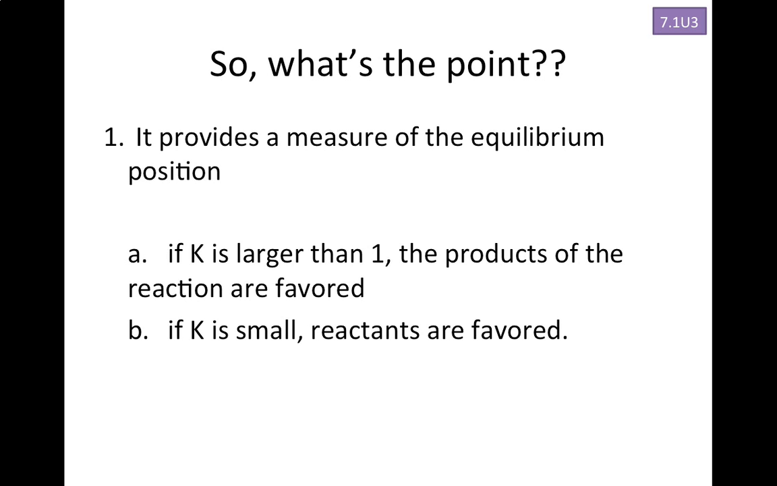Now, if K is small, the reactants are favored. That's because the reactants are going to be on my denominator, on the bottom of my fraction. So using those same numbers as an example, it'd be 1 divided by 2, which is 1/2, 0.5. That's less than 1, because my denominator, where my reactants are, is a larger concentration than my products. If it's equal to 1, then my reactant and product concentrations are equal.